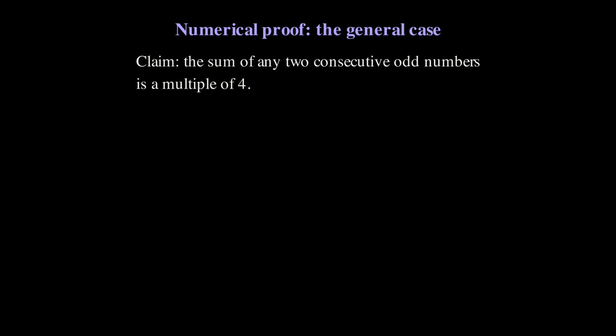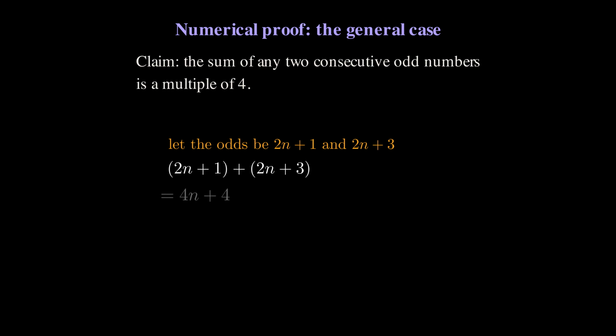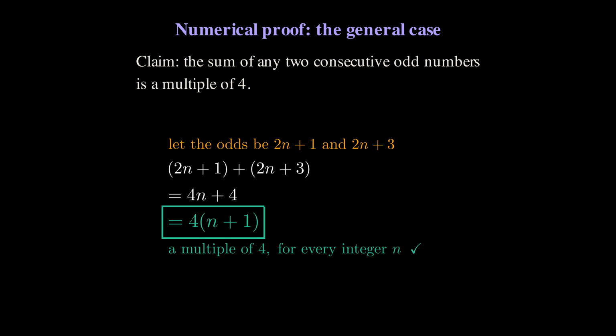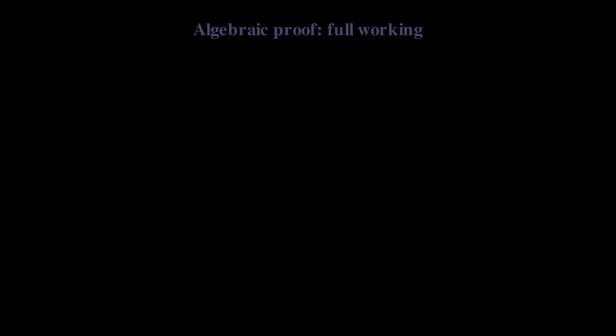Any odd number can be written as 2n plus 1. The next odd number is 2 more, 2n plus 3. Add them. The two n's give 4n, and 1 plus 3 gives 4. So we have 4n plus 4. Factor out the 4, and it's 4 times (n plus 1). A multiple of 4, guaranteed, for every integer n. That covers all cases in one line. Proven.